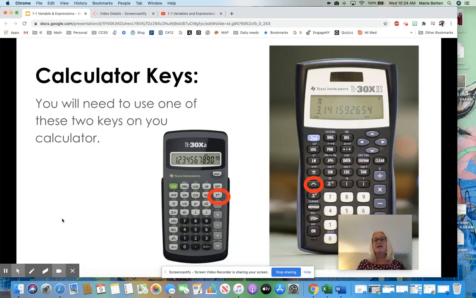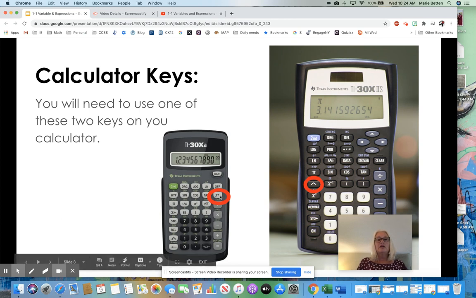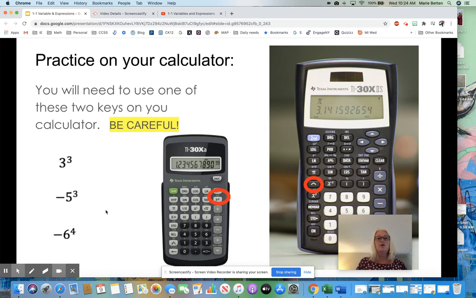We are now going to practice on our calculators. Most of you have a calculator like I show you on the right. You will need to use something called the caret key. When you look at the smaller calculator here, you're going to use something I call the YX key. Again, I call that the caret key. That's the YX key. Take a moment, pause the video please.